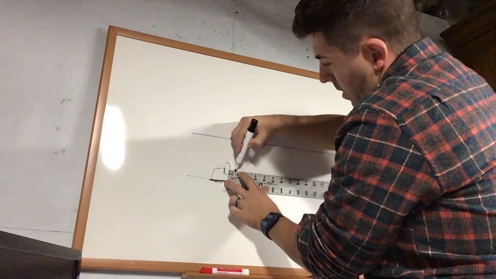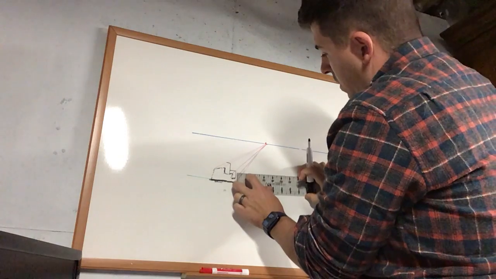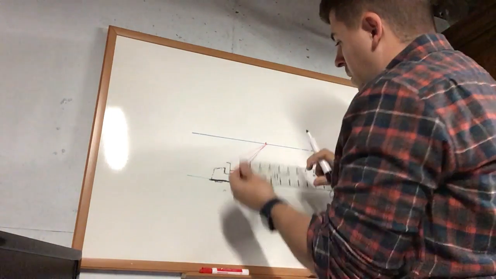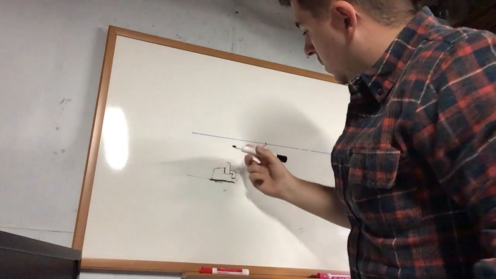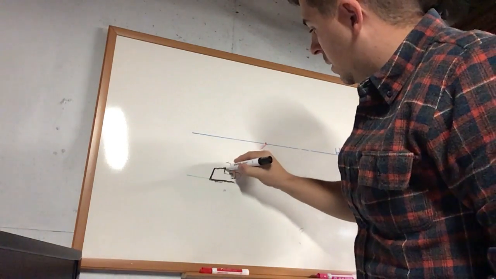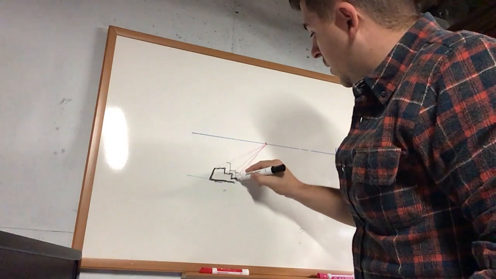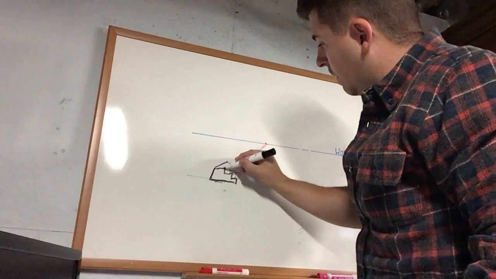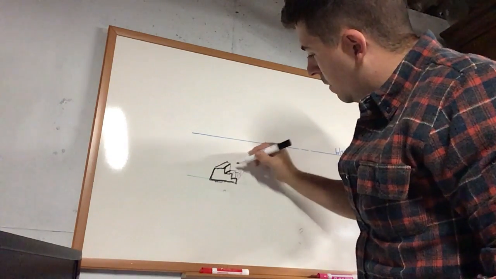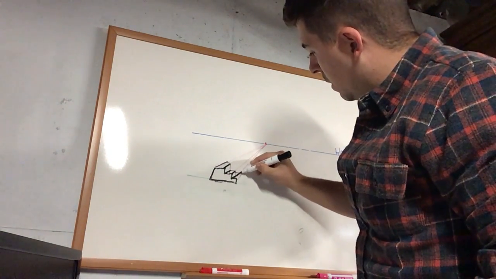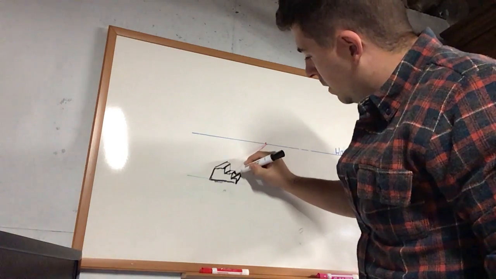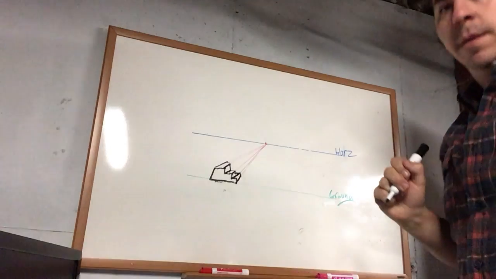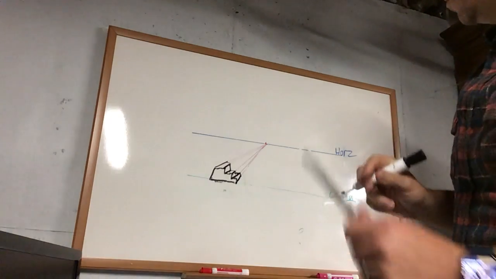Try not to smudge my bottom drawing. Smudgy, smudgy. Make sure you are using that straight edge. Don't be like me. So that is our object from a 1-point perspective.